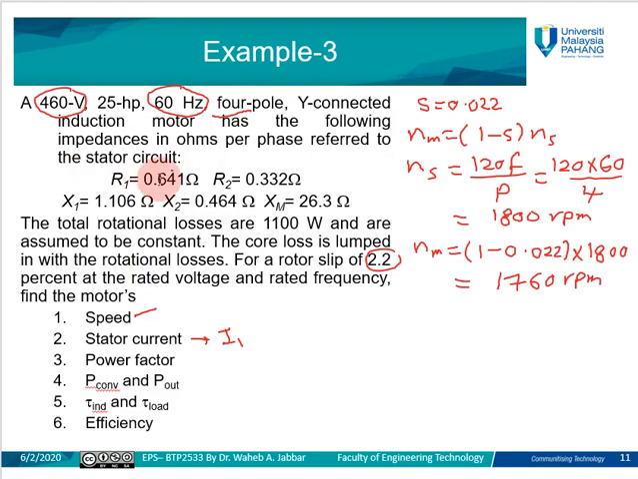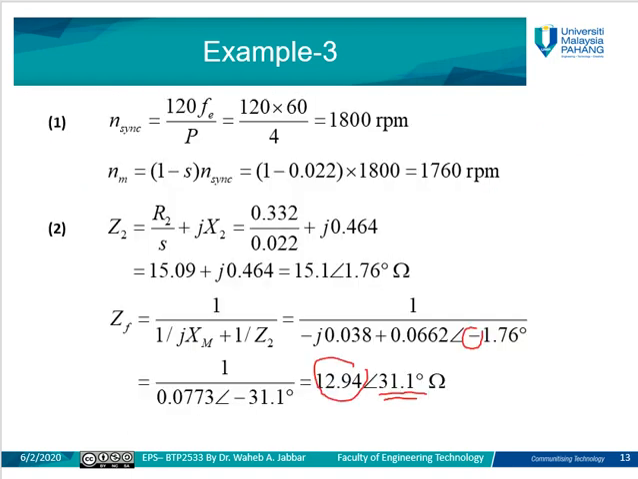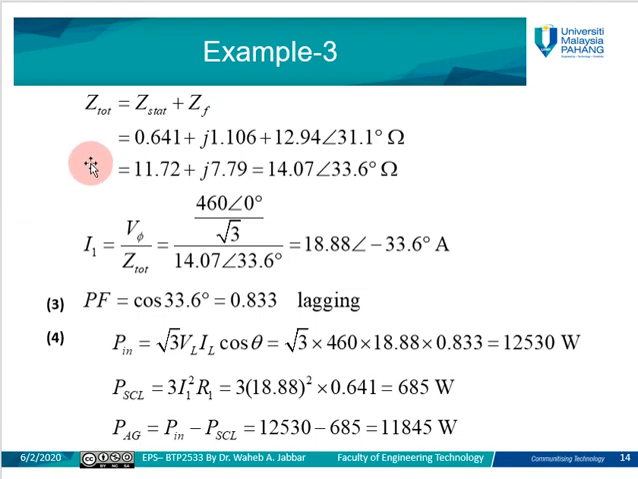You can see here 0.641 plus j1.06. This is the stator impedance, the stator reactance. So the value of the Z total here represents the sum. You just add them in rectangular form, then you convert them into polar form.